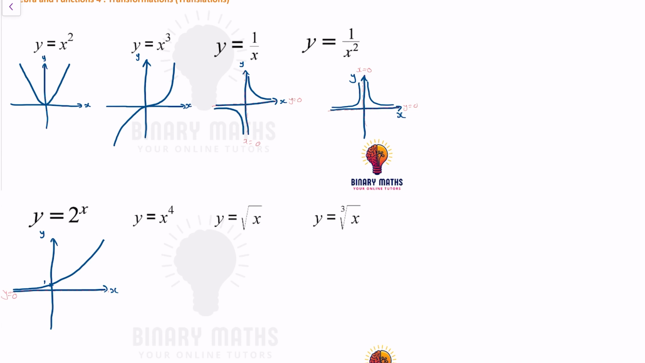Okay, x to the power of 4. Just draw it slightly smaller. So x to the power of 4 is sort of like a quadratic graph, but it's just a bit wider. And I just need it in the same color.